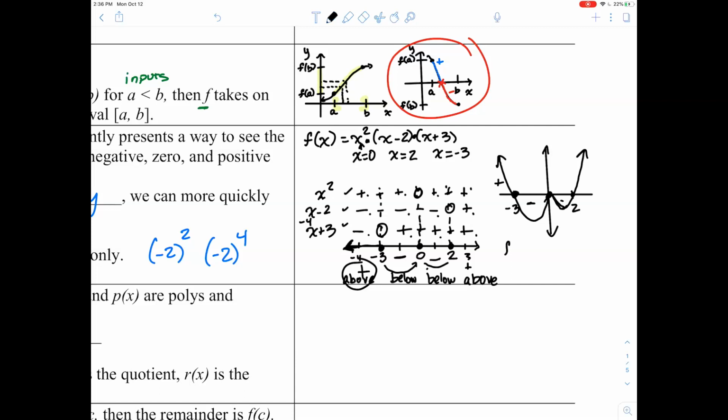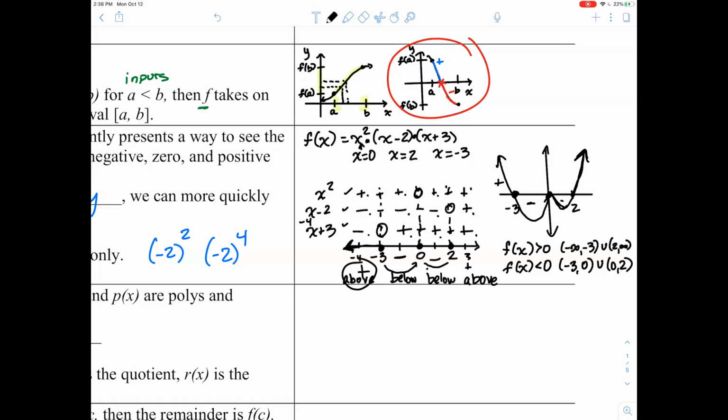And now if I were going to write this, I would say that f of x is greater than 0 in the intervals between negative infinity and negative 3, and 2 to infinity. That's when I'm above the x-axis. And f of x is less than 0, or below the x-axis, in the intervals between negative 3 and 0, not at 0 though, and then 0 and 2.